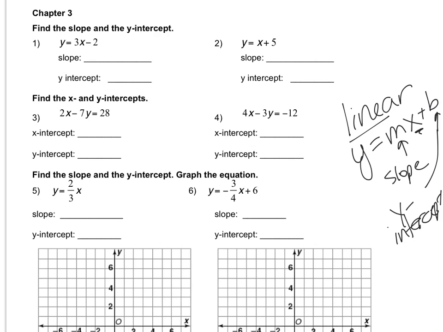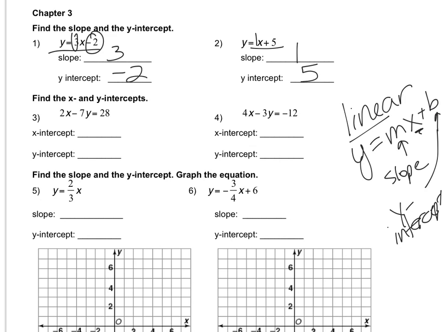So when we have equations written in this way, y equals 3x minus 2, it's very easy to identify the slope, which is 3, again that coefficient of x, and the y-intercept where it crosses is negative 2. For y equals x plus 5, the coefficient is 1 for x, and then the y-intercept is 5.